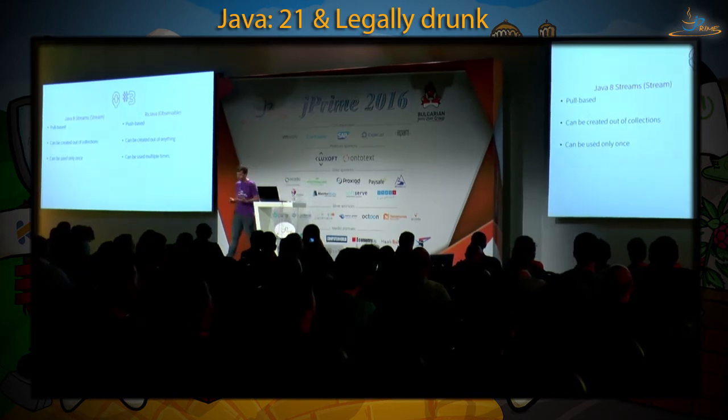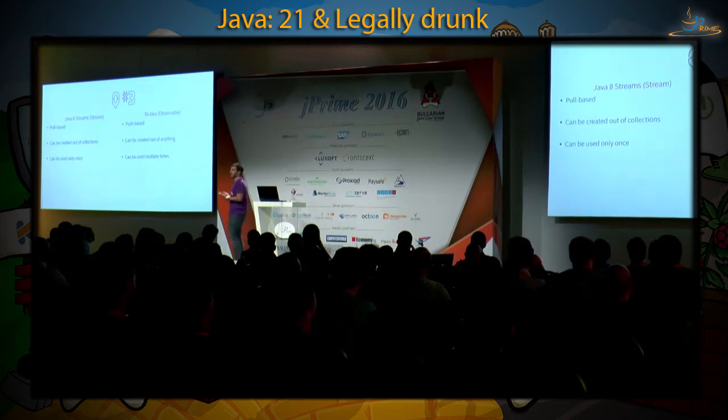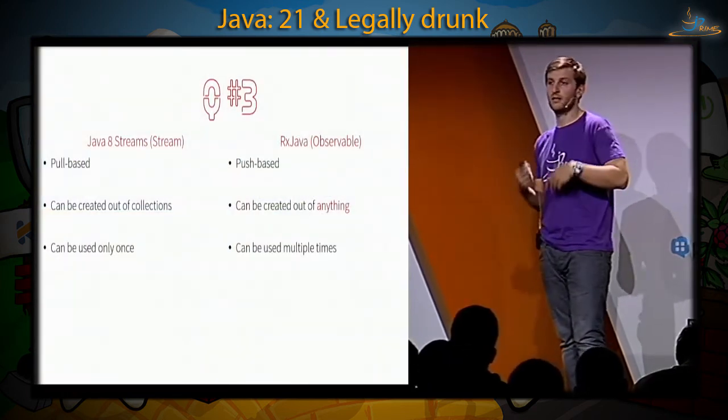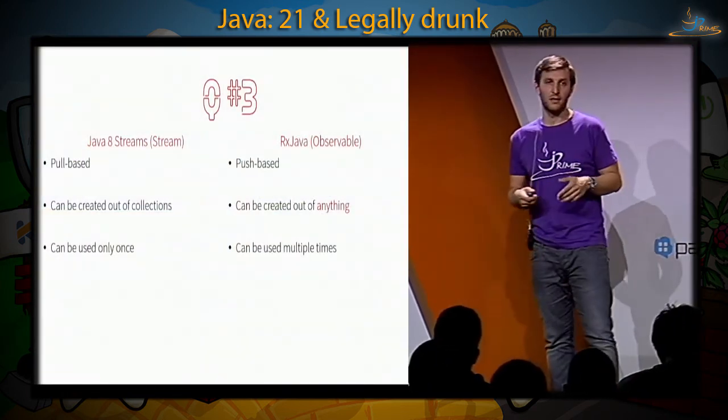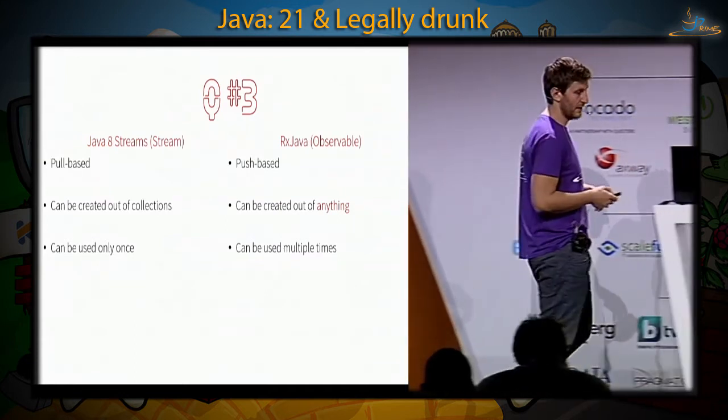As we said, streams are basically just iterators. And you know that iterators can be used only once, right? And then you need to discard them. On the other hand, if you have an observable instance, you can attach who knows how many consumers to that observable instance. It's not a problem.